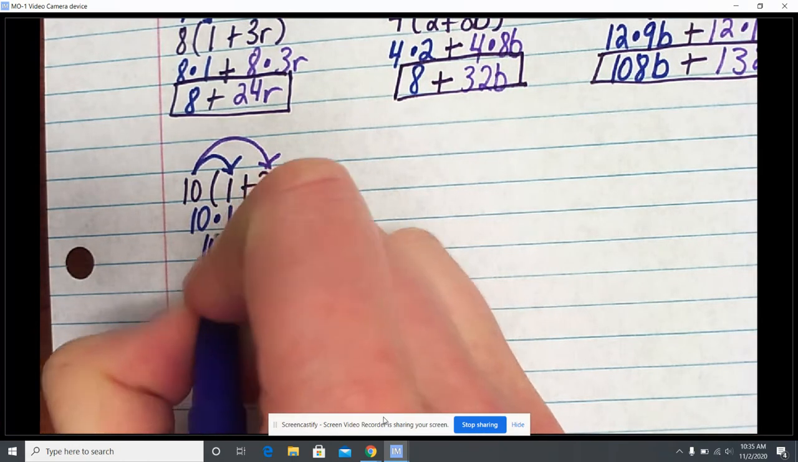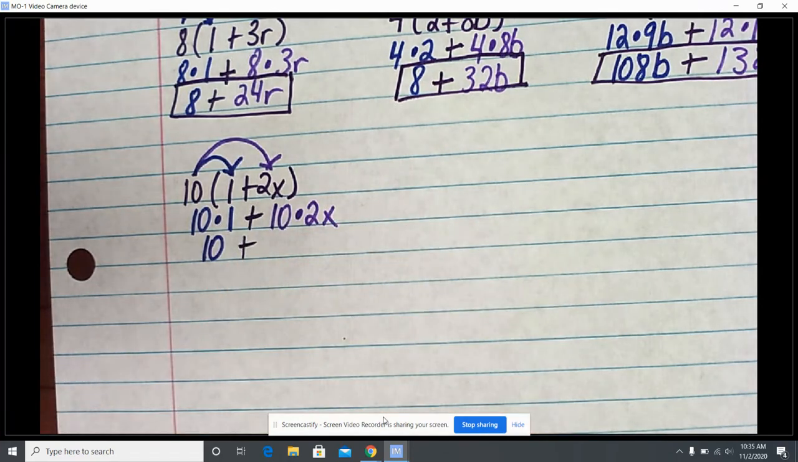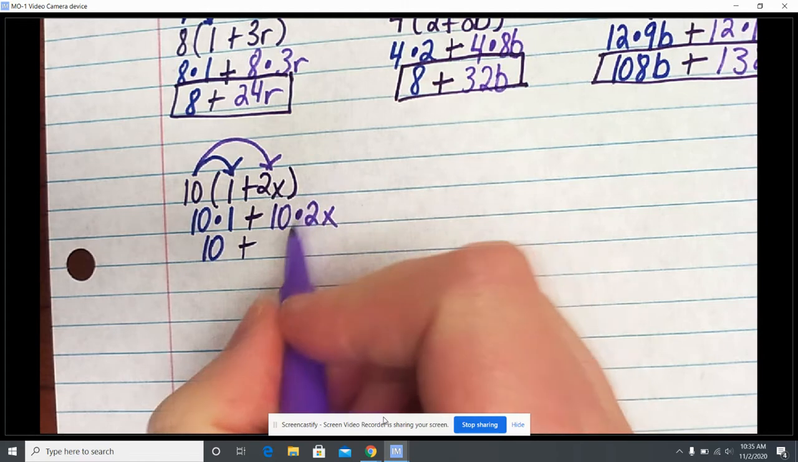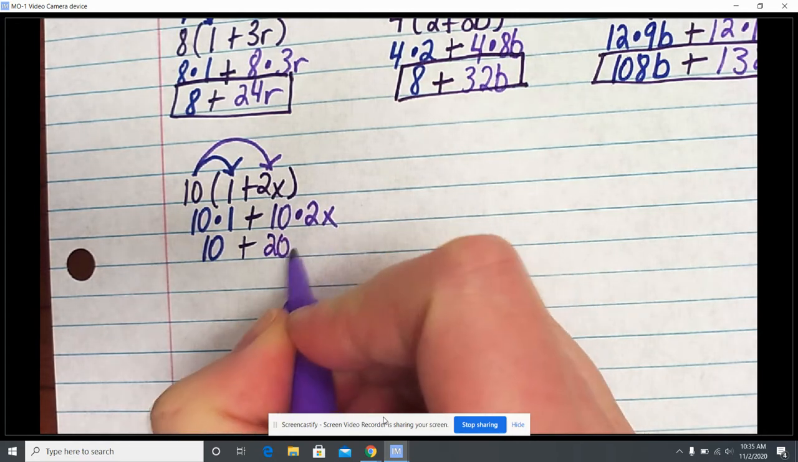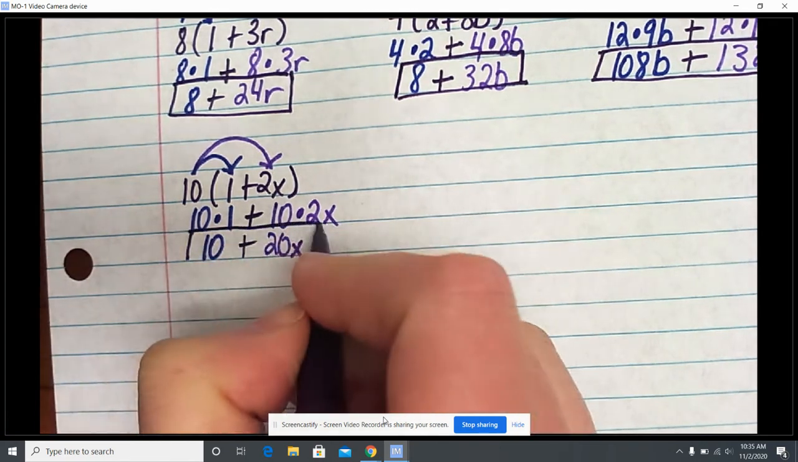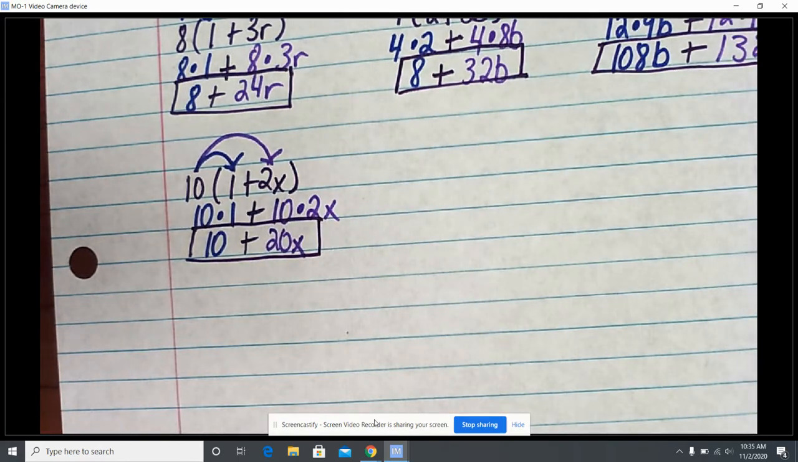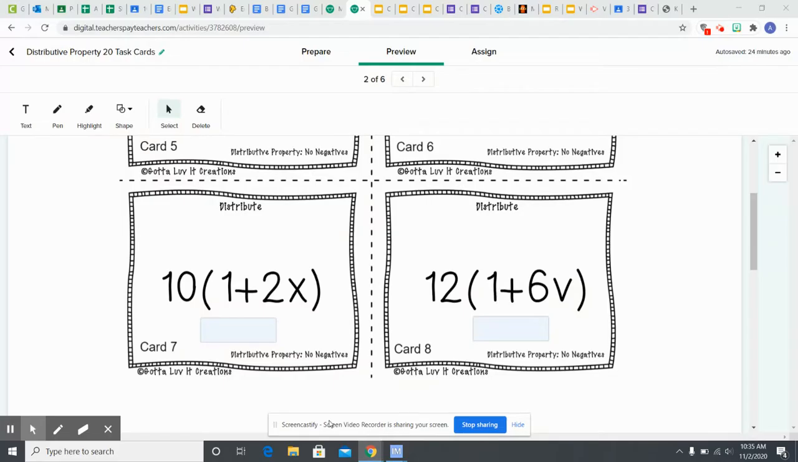All right. So first I got to work out 10 times 1. So 10 times 1 is 10. Then, 10 times 2x. So 10 times 2 gives me 20, and then my x will just go with my 20. So 10 plus 20x. Again, those are not like terms, so we cannot add those together. So that is our answer, 10 plus 20x.